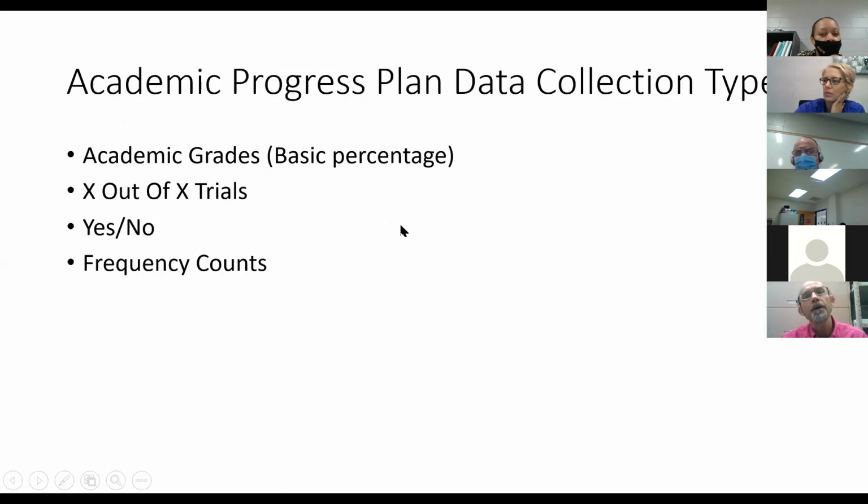Okay, so the academic progress plan allows you to input data depending on how you're currently doing it on paper and how the criterion of the goal is written. The most common usages are going to be academic grades, which is essentially a basic percentage, X out of X trials, yes, no, and frequency counts.